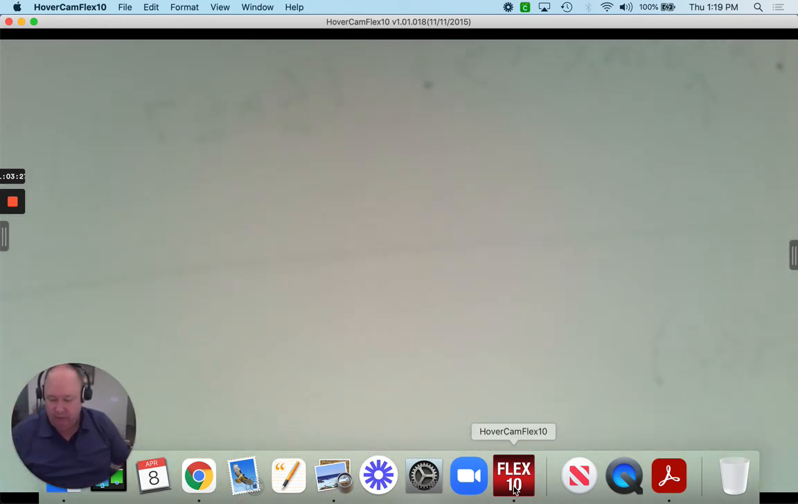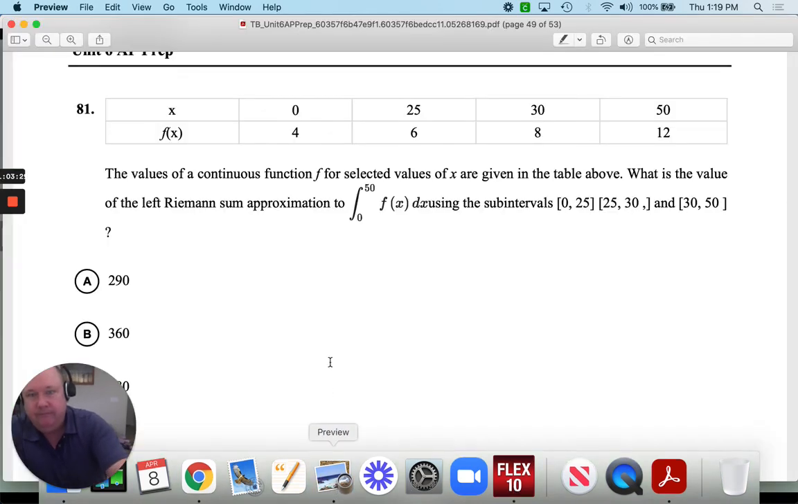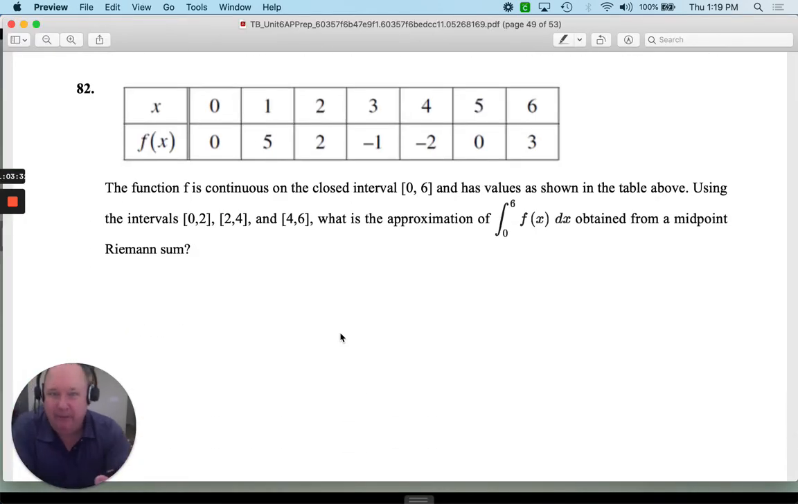Number 82. You're given a table of values. Again, you're doing a Riemann sum. Can you do a Riemann sum off a table? They're rectangles. What type of Riemann sum? It's a midpoint. So it says the first interval goes from 0 to 2. So from 0 to 2, the width is 2. And then midpoint, use the mid value, so the height is 5. The next one goes from 2 to 4, so that's a width of 2. And then the mid value would be -1 for the height.